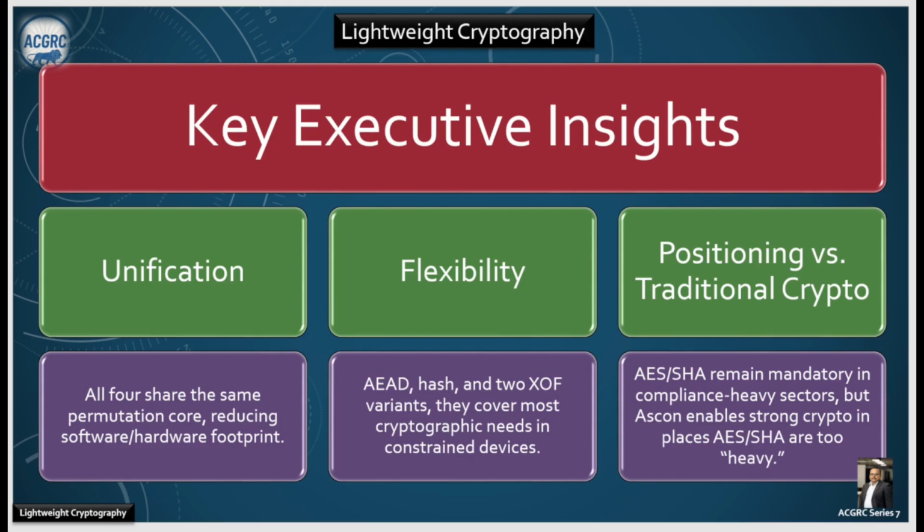In summary, all four share the same permutation core, reducing software and hardware footprints. The AEAD, the hash, and the two XOF variants cover most cryptographic needs in a constrained device. The AES and SHA remain mandatory in compliance heavy sectors, but Ascon enables strong crypto in places where AES or SHA are too heavy.